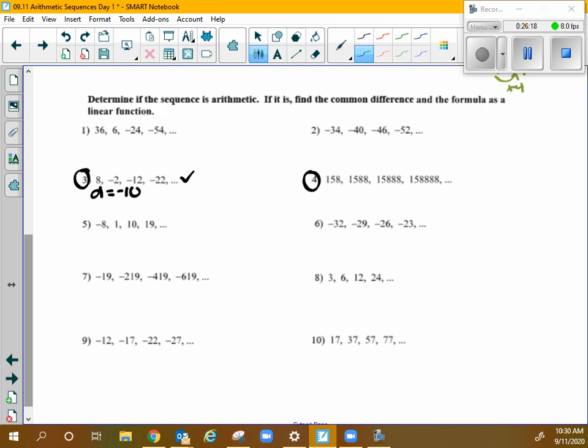Now we need to write the formula as a linear function. So A of n equals -10n. Do I have my next piece yet? No. What do I need to find? The zero term. I have to add 10, so 18. So -10n plus 18. Very good. It just says find the common difference and write the formula, so you're done.